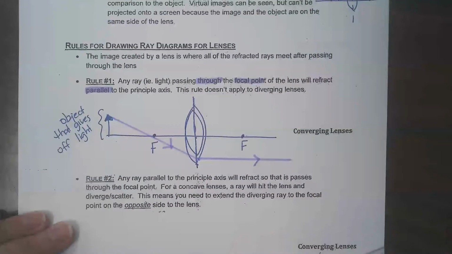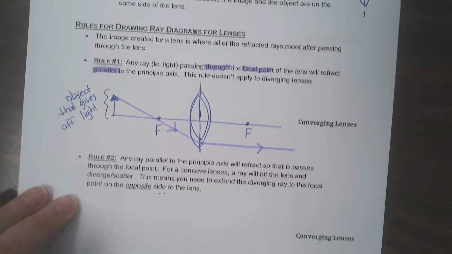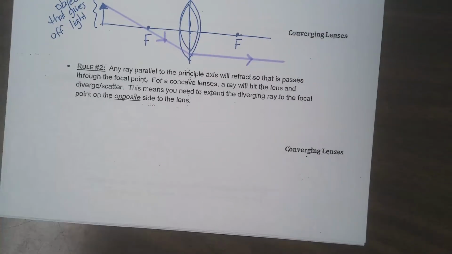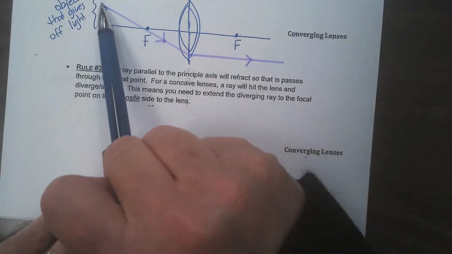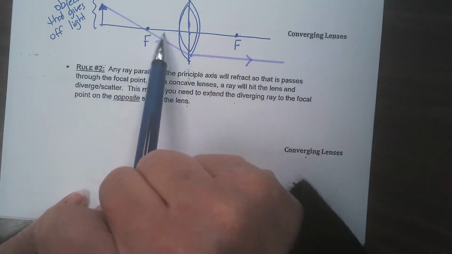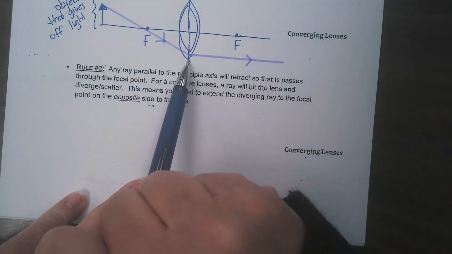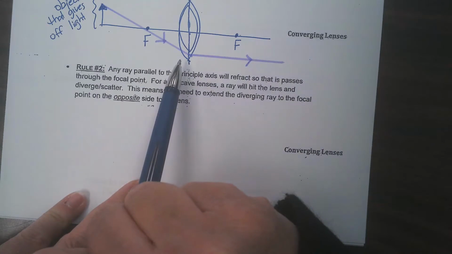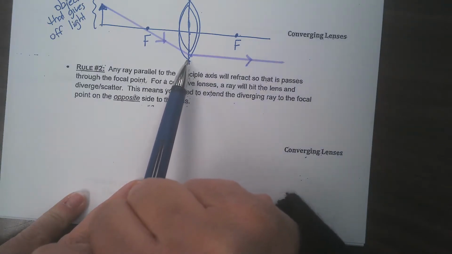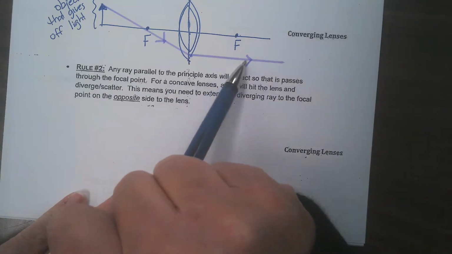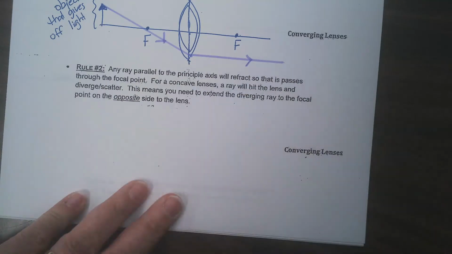Otherwise, how would we see it? That's the first rule. So the first rule is you go from the top of the object through the focal point until you hit the principal plane, and then you go through parallel to the axis.